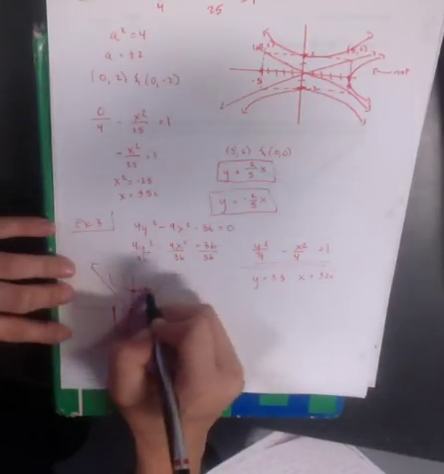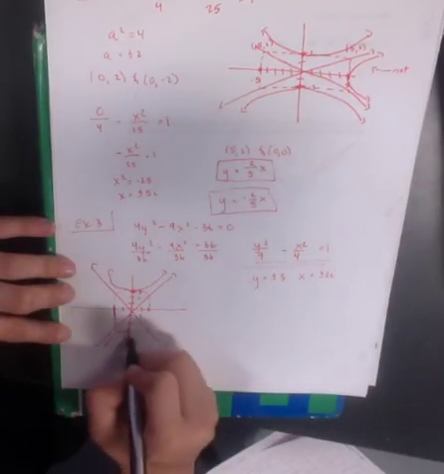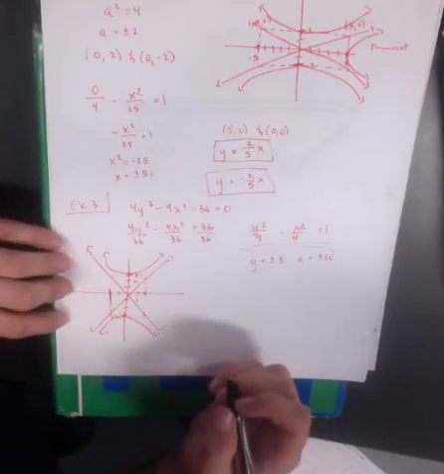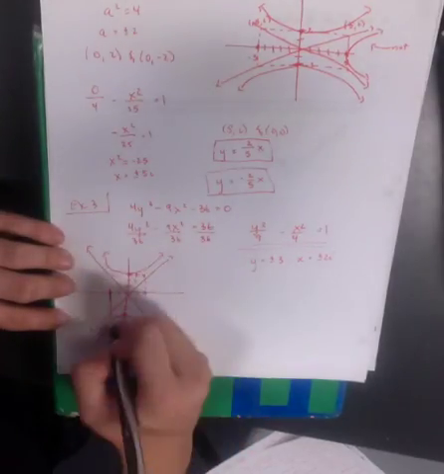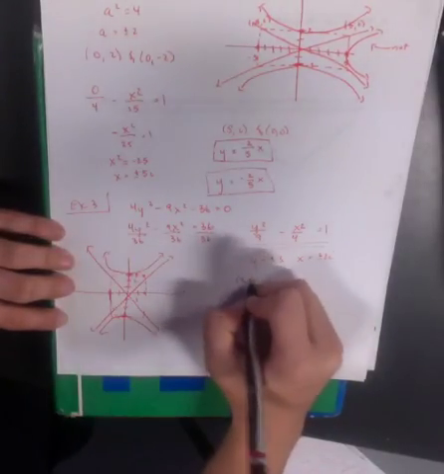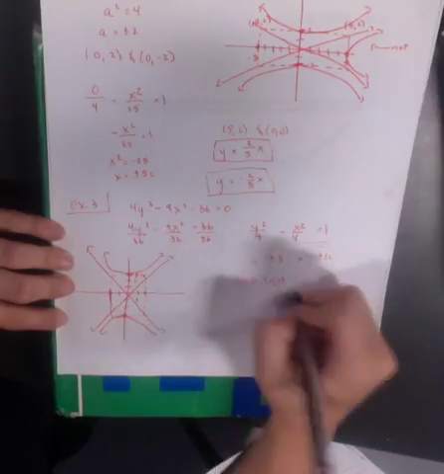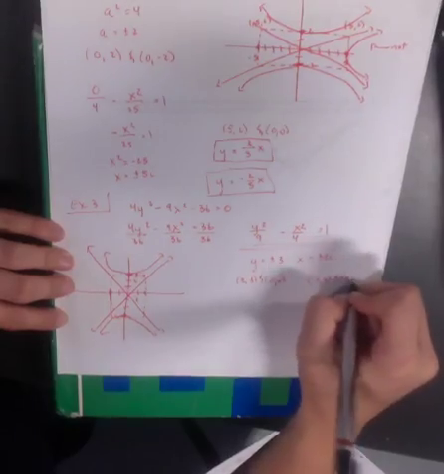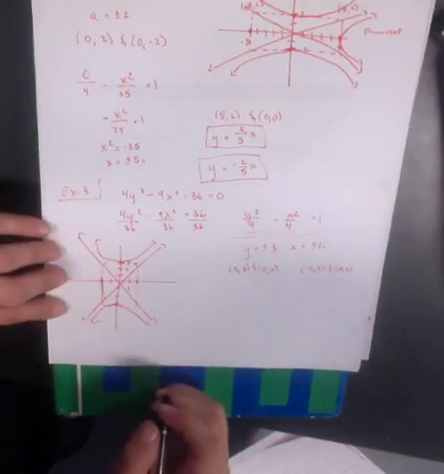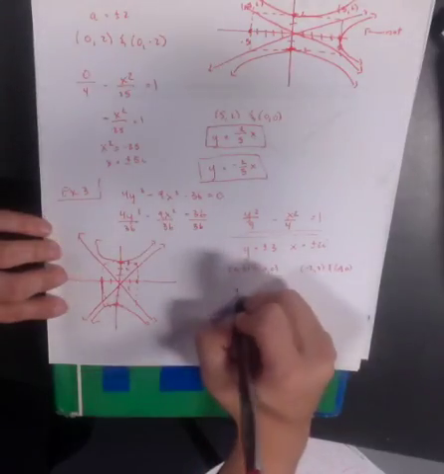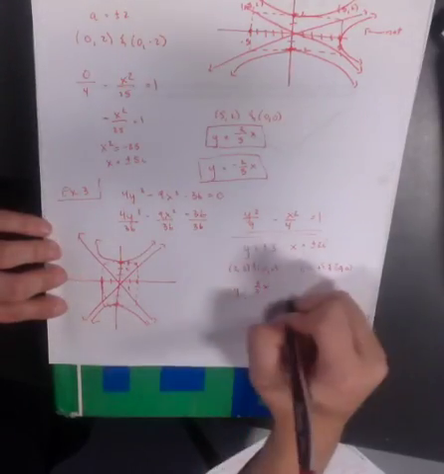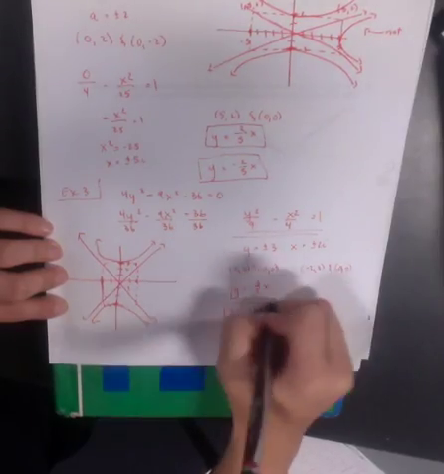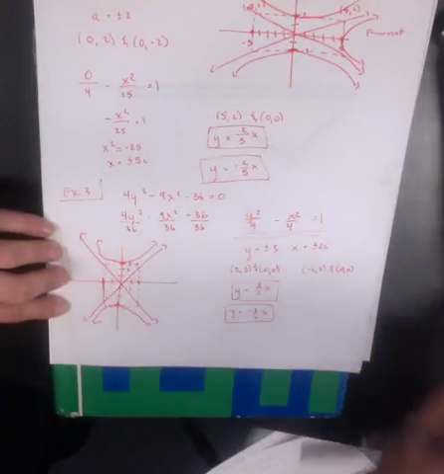And I know my graph is on the y-axis, so we're up here. Okay? And I have these corner points, which I know will be (2, 3). That's one asymptote, and (-2, 3). That's my other asymptote, which tells me that y is going to be 3/2 x, and y is going to be negative 3/2 x. Those are my two asymptotes.